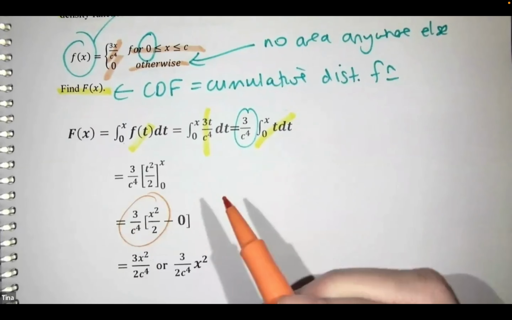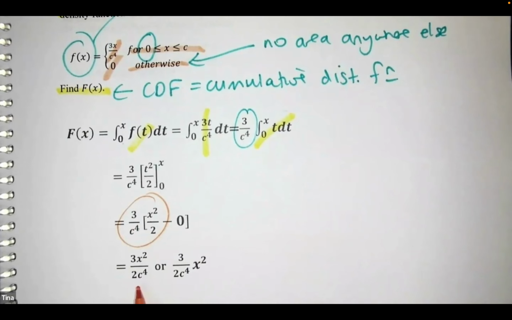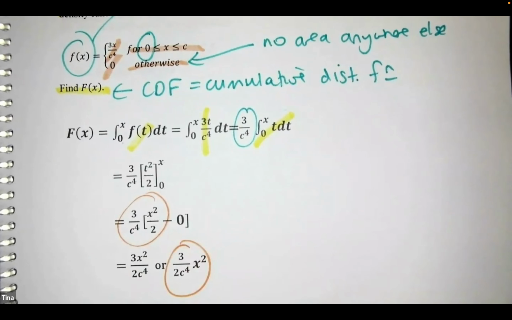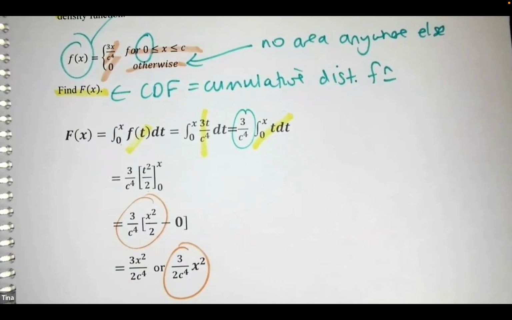So we can just multiply those together, 3x squared over 2c^4, or we can say 3 over 2c to the 4 times x squared. And that would be our cumulative function. Okay? Any questions? Okay.